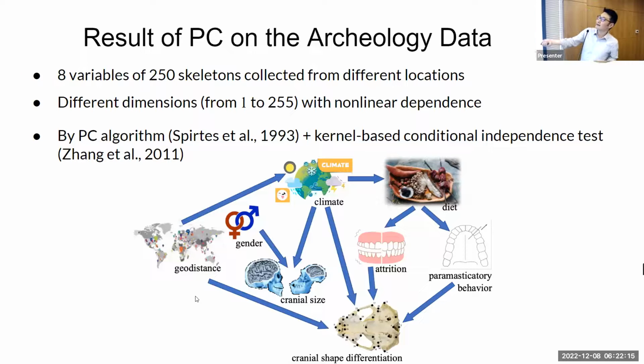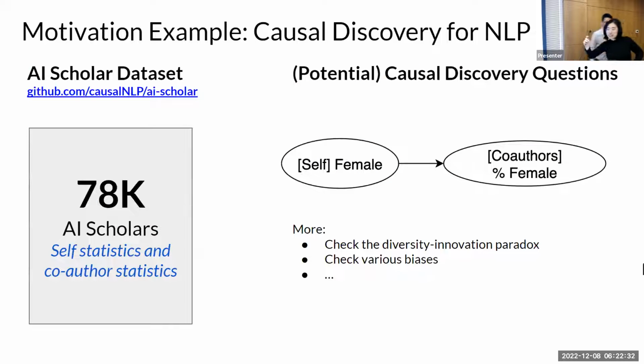So this is the result on the data. Now you can see, yes, you can really discover something. Geodistance will influence climate, gender influences the cranial size, and so on. It's cool because by analyzing data with only standard statistical tools, you can really see something behind the data.